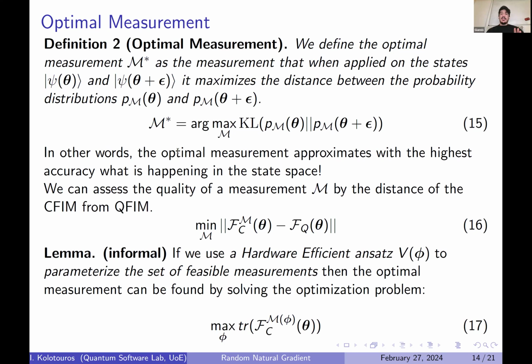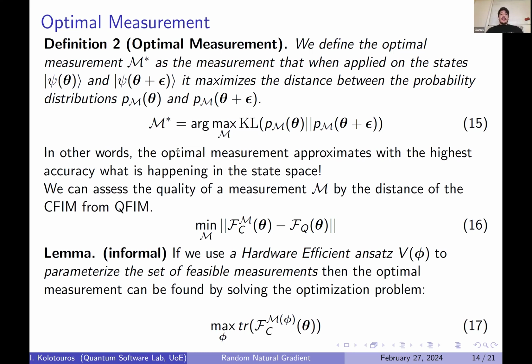So actually a different way to express equation 15 is also equation 16, which means that we can define the optimal measurement as a classical Fisher information matrix that minimizes the norm, its distance from the quantum Fisher information matrix. Actually, there are some really nice papers that discuss whether such a measurement exists, where the classical Fisher information matrix is actually equal to the quantum Fisher information matrix. Of course, even if it's not exactly the same, if you're still close, then you're pretty happy.